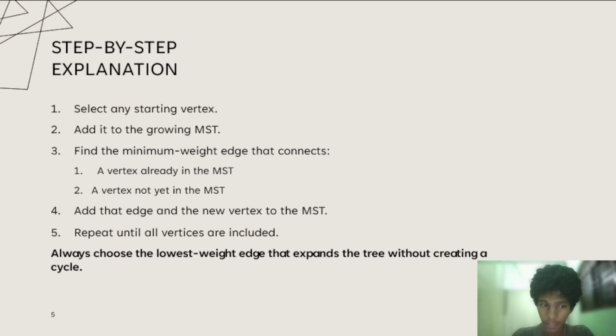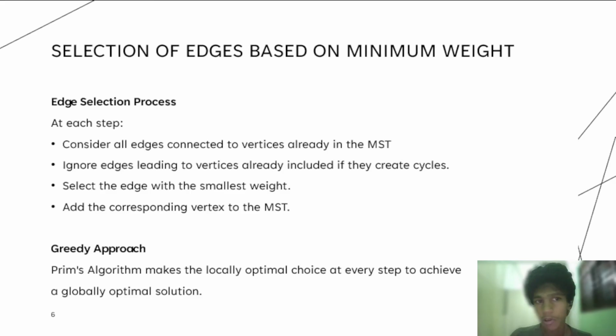At that point, we have constructed the minimum spanning tree. Now I'm going to explain the selection of edges based on minimum weight. The edge selection process is the key feature of Prim's algorithm.